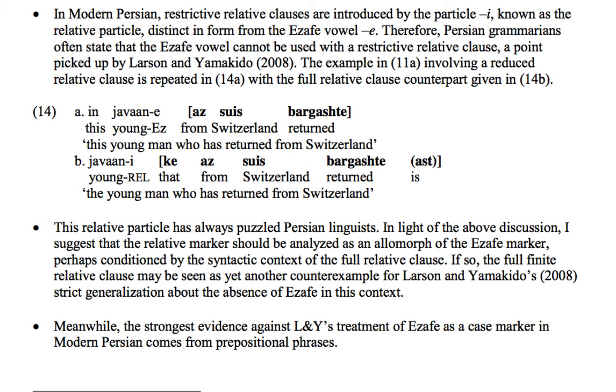But I've repeated the 11a example with the reduced relative clause in 14a, and I've given you the full relative clause in 14b. Javan az Suis bargashte versus javani ke az Suis bargashte ast, right? And you can see that there are different forms. The particle itself has puzzled people, right? Linguists have wondered, what is this relative particle?